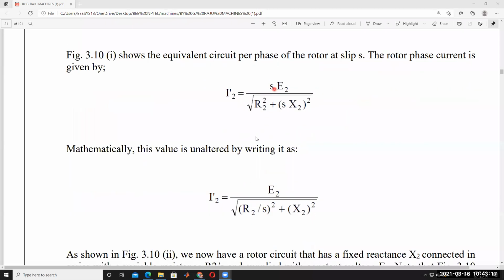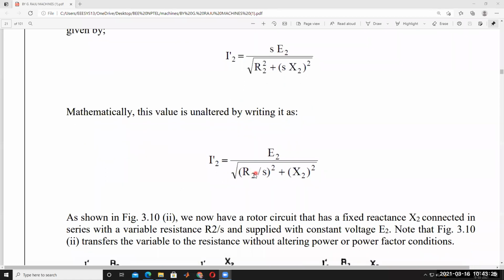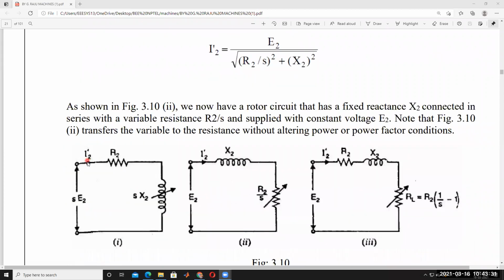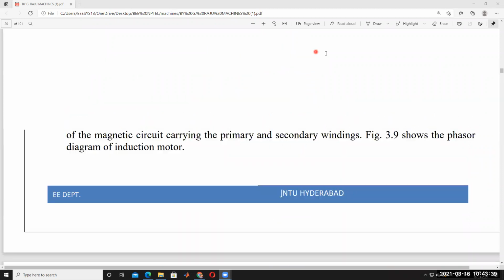And then take S common, and it becomes I2 dash is equal to E2 divided by the square root of R2 by S whole square plus X2 square. So from this equation, R2 by S is variable, X2 is constant and E2 is constant. So first, the equivalent circuit of the secondary side of the three-phase induction motor, I2 dash, R2, S into X2, is the same as here.